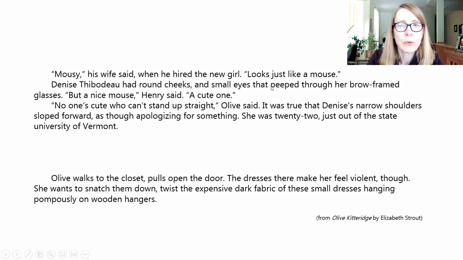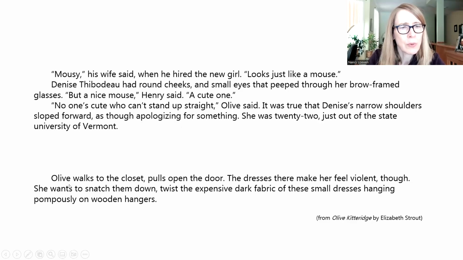We know through this straight up exposition what this character looks like, right? She's not even in the scene, but we kind of know what she looks like. It's just stated outright. And another thing here, more exposition about the narrow shoulders, as though apologizing. And then we just know that she's 22, just out of the State University. So we have some physical characteristics here, and we have the dialogue. That's what we're learning here.